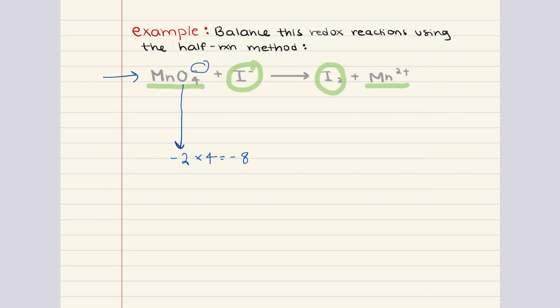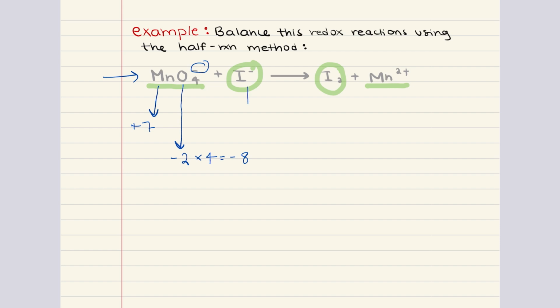Here, that's going to be -1. In that case, the manganese is going to have an oxidation number of +7, because +7 minus 8 gives us a total of -1, and that matches the charge of the ion.